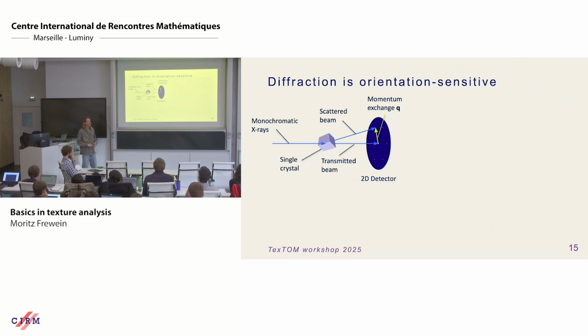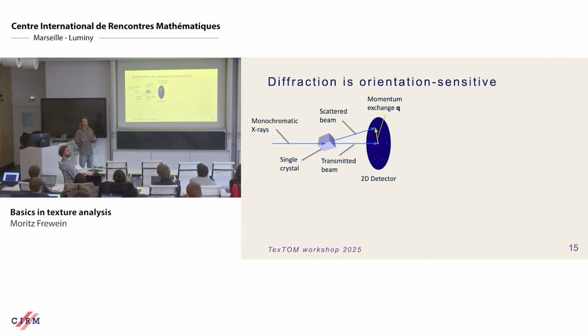But for now, let's first talk about the experiments, in particular diffraction experiments. I will just shortly demonstrate how diffraction is orientation sensitive. So the experimental setup is quite simple. We have X-rays, preferably monochromatic, that come in. We put the sample here, for example. Let's look at a single crystal. And then we have a 2D detector that records the scattered beam. If we have a single crystal, we will have this characteristic diffraction spot on our detector.